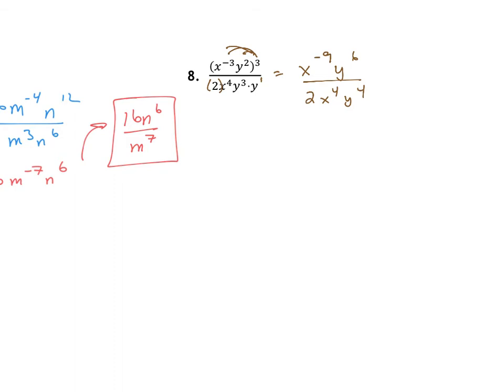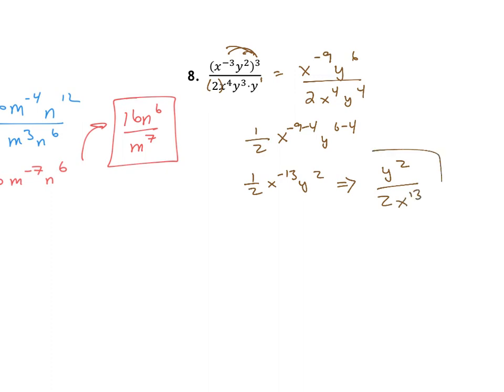3 plus 1 is 4 in the bottom. So I got 1 over 2 as just my numbers here. My x's, I got negative 9 minus 4. My y's, I got 6 minus 4. So I got 1/2, x to the negative 13, y to the second. The only exponent that's positive is y to the second. And then my 2 is in the bottom, and my x to the 13 becomes positive because it's in the bottom. So if it's a negative exponent, you can put it in the denominator and it becomes positive. If it's already in the denominator, you move it to the top and it becomes positive.